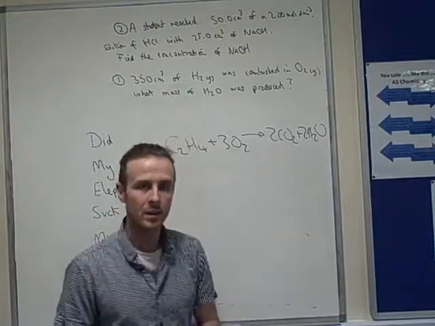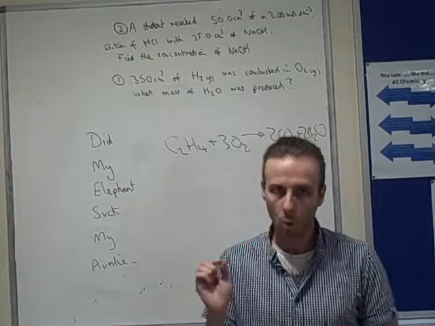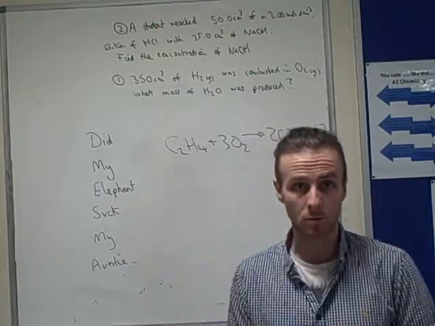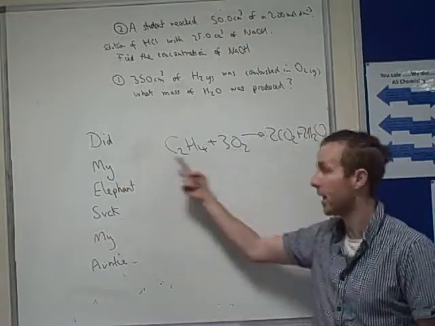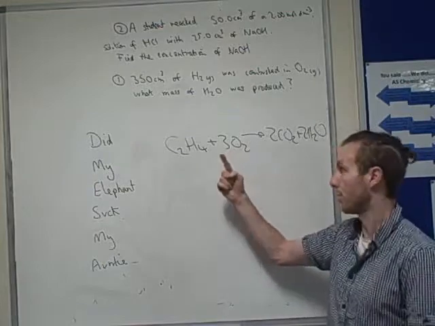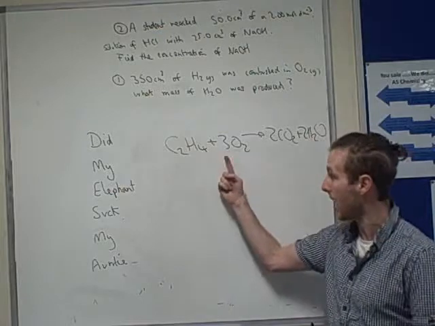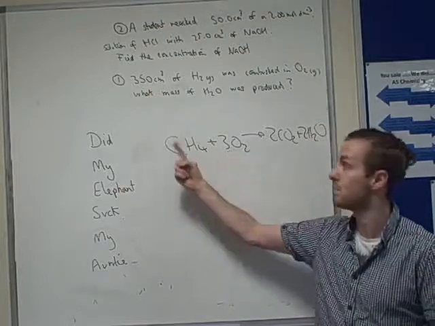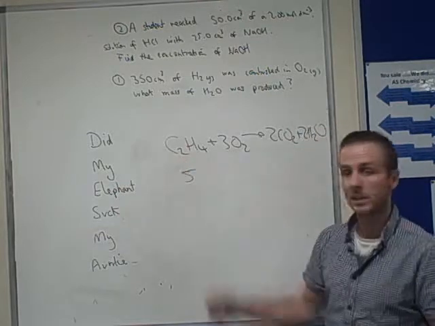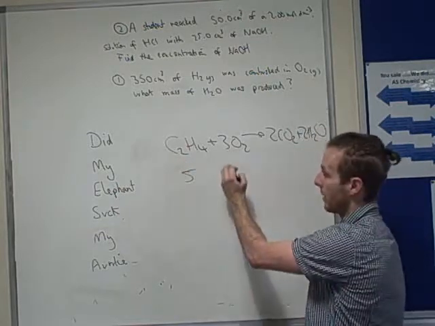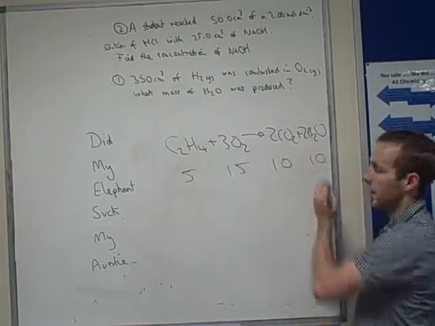These numbers here, they don't tell you anything about how many moles you actually have. All they tell you is the ratio that you have. So for every 1 mole of this, I will have 3 moles of that. Basically, I've got 3 times as many moles of this as I have that. But that does not mean that I have 3 moles of that, just 3 times as many moles. So if I had, for example, 5 moles of C2H4, I would have 15 moles of O2. And I would have 10 moles of this and 10 moles of that.